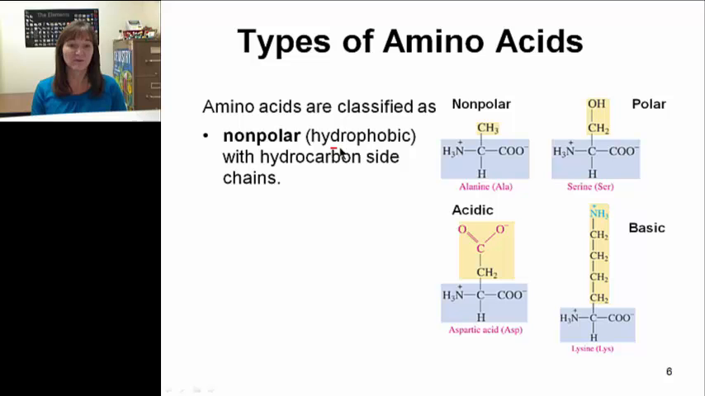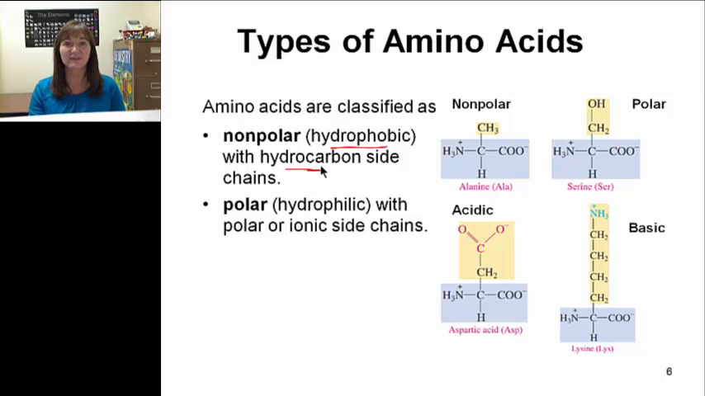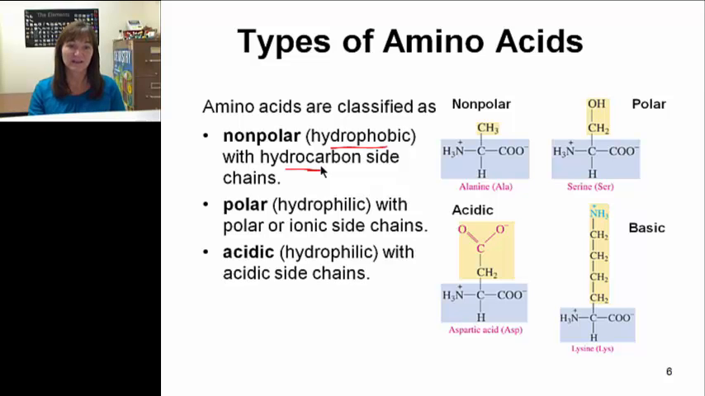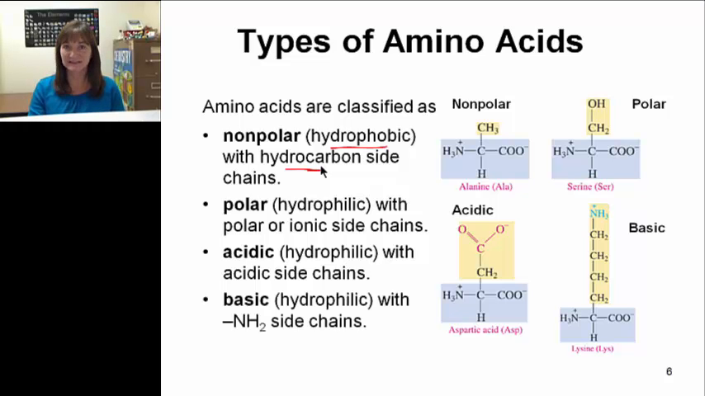These are hydrophobic, so remember, if they're nonpolar, they don't want to be around water, so we call that hydrophobic. And they have hydrocarbon side chains. The other category is polar, which are hydrophilic. You're going to know those because they have polar or ionic side chains. Your acidic amino acids, which are also hydrophilic, will have an acidic side chain, and your basic amino acids, which are also hydrophilic, will have the amine side chain.